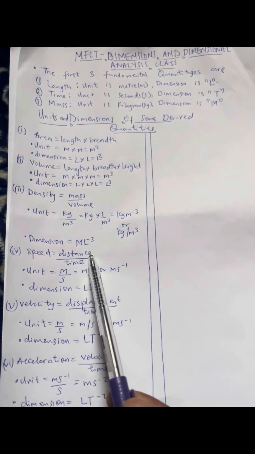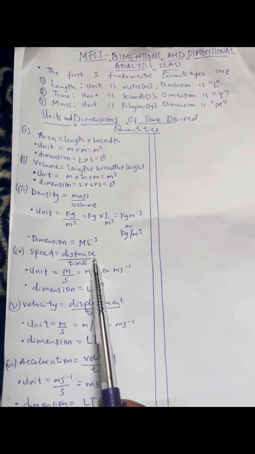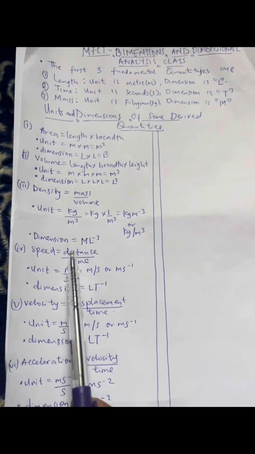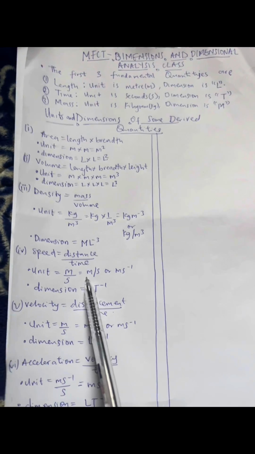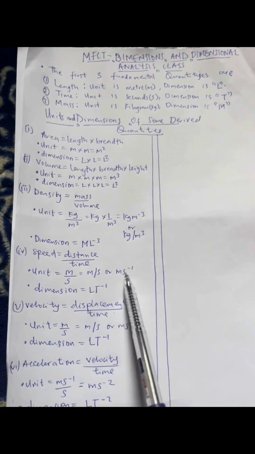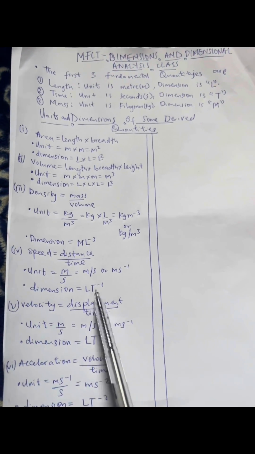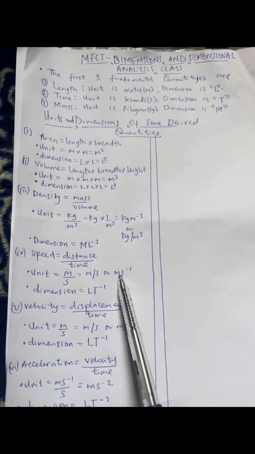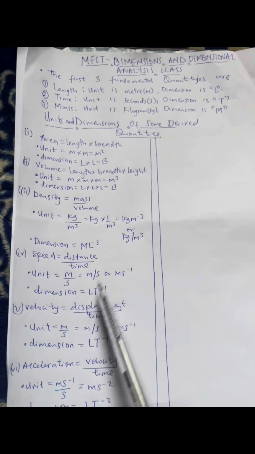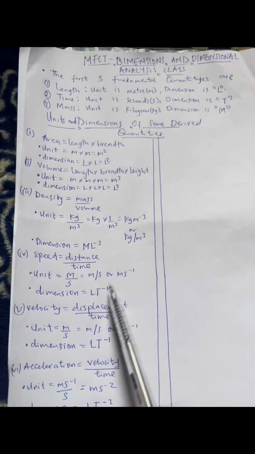The next one is speed. The formula for speed is distance over time. The unit for distance will be the same as the unit for length. Therefore, the unit of speed will be meter over seconds. You can say meter per second. The dimension will be L T raised to power minus 1. Since the meter is here, the dimension for this meter is L, and the dimension for seconds is T.